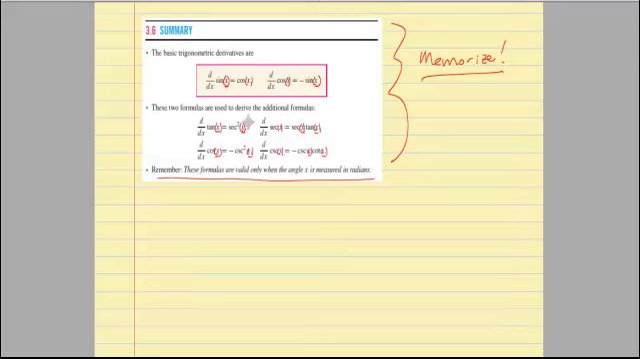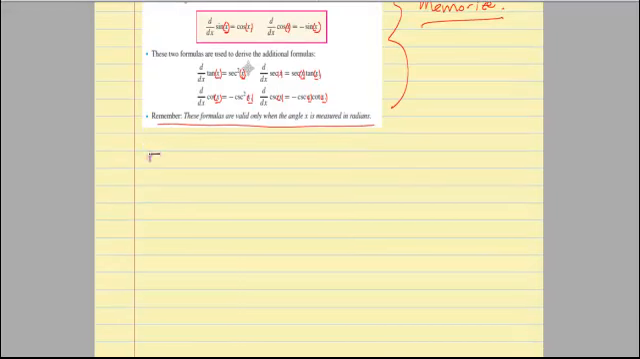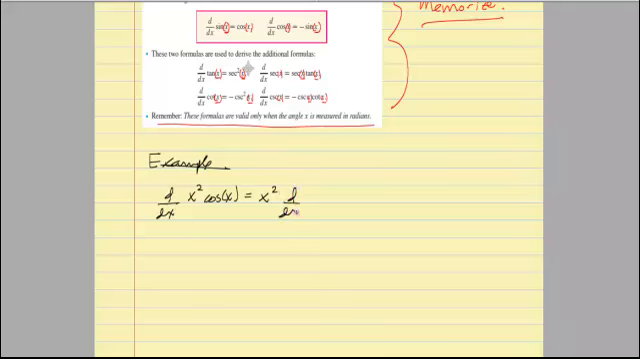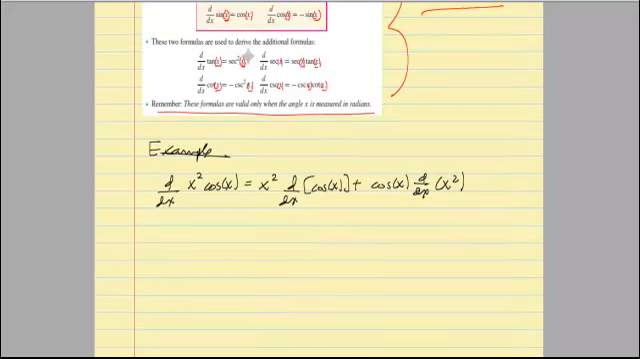So let's go ahead and look at some examples. The first example is the derivative with respect to x of x squared cosine of x. Right away we see that this is a product rule, because I have the function x squared times the function cosine of x. The product rule says to take the first function times the derivative of the second function plus the second function times the derivative of the first function. Again, we haven't taken the derivative yet. I've just set up the work here.